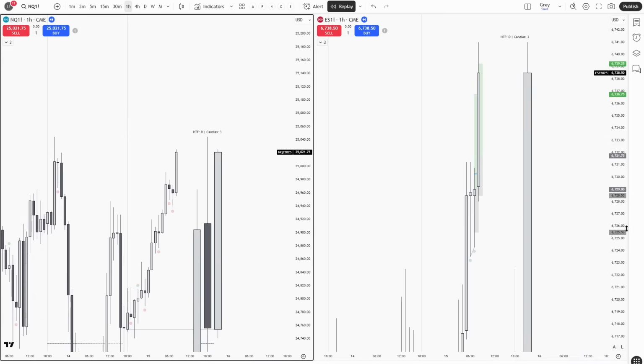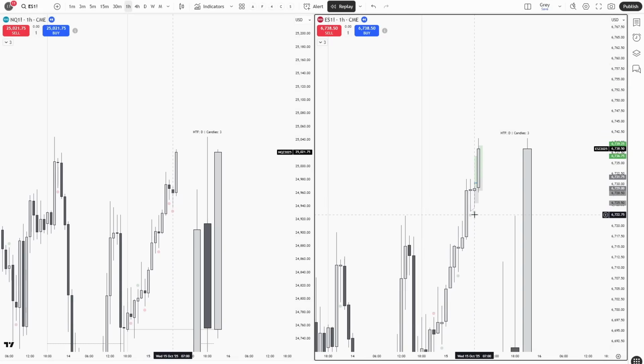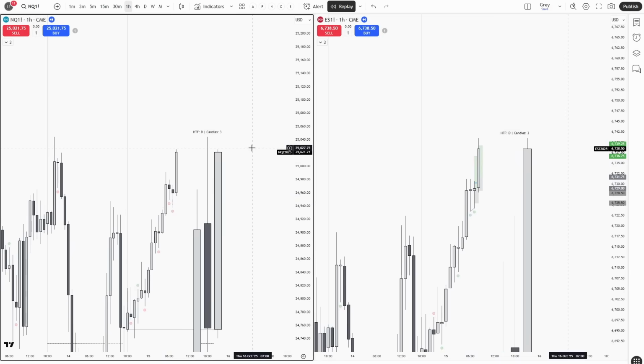So here we have that indicator. A bullish PSP is showing right here, and a bearish PSP is shown with the dots on the indicator. So you can use the indicator for that purpose. Now we will go over another example.